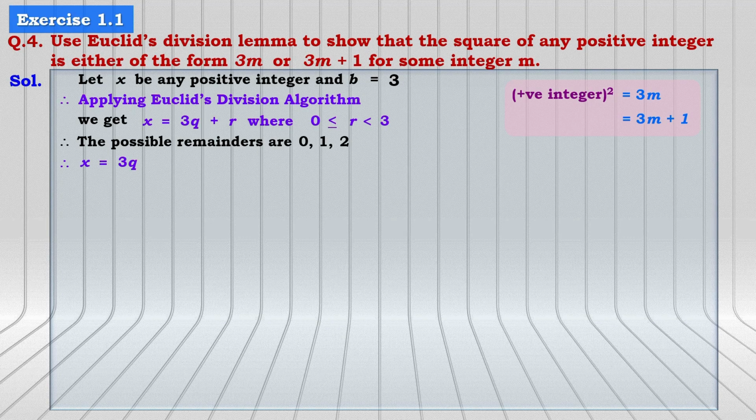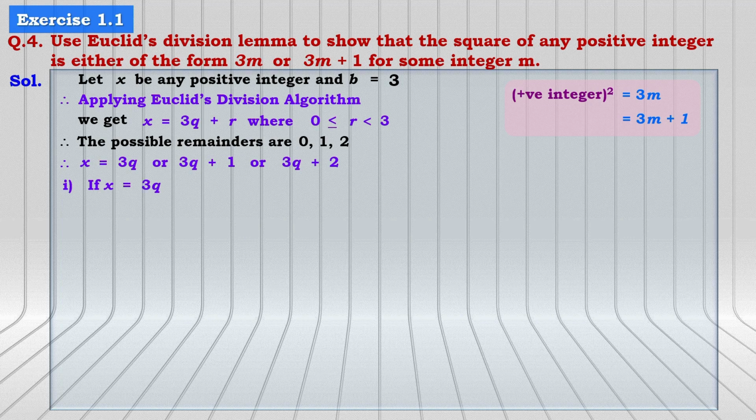So now x is equal to 3q plus r. Instead of r, if we replace the possible values, that is 3q plus 0, that is 3q, or 3q plus 1 and 3q plus 2. Now in the question, they are asking for the square of the positive integer. So we have considered x over here. So x is the positive integer.